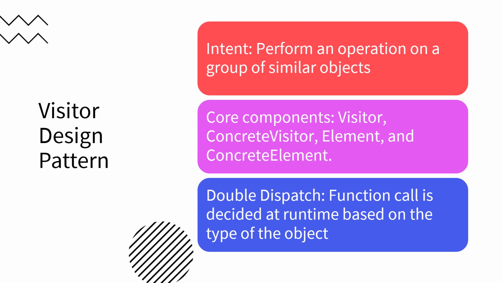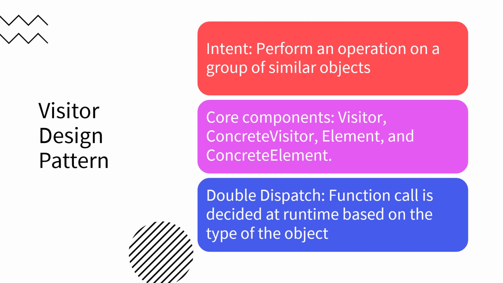The visitor design pattern intends to add functionality to a group of similar objects and the ability to select behaviors at runtime. This is accomplished with a function selection that happens at runtime. It consists of a visitor interface with all visitor methods defined in it, concrete visitor implementations, and the element class interface, on which we're applying the design.